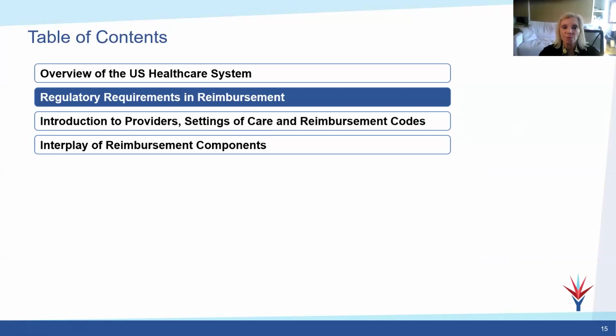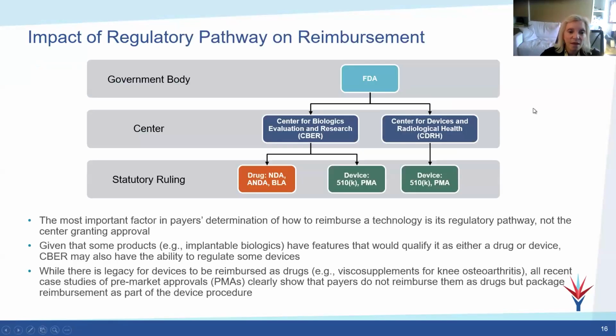So let's talk about some regulatory requirements and reimbursement. The most important factor in payers' determination of how to reimburse a technology is its regulatory pathway, not the center granting approval. So whether it's CBER or CDER is not so important.